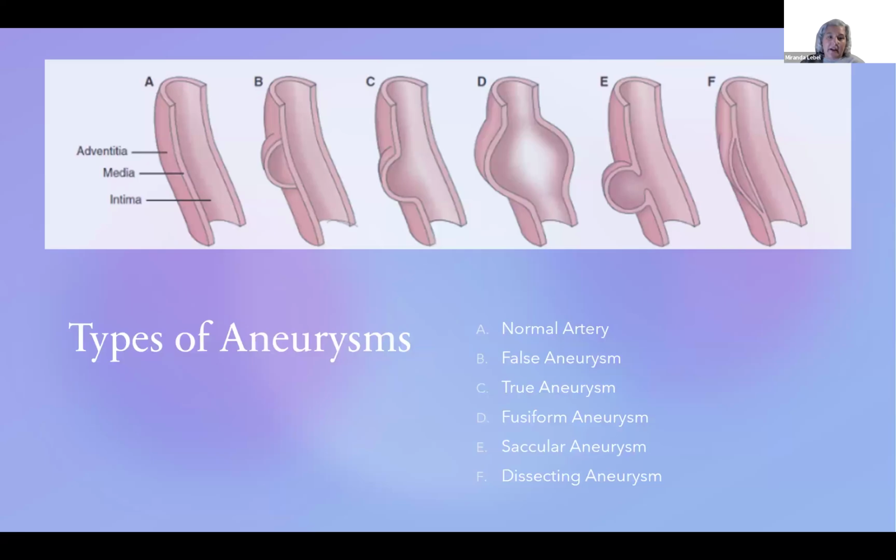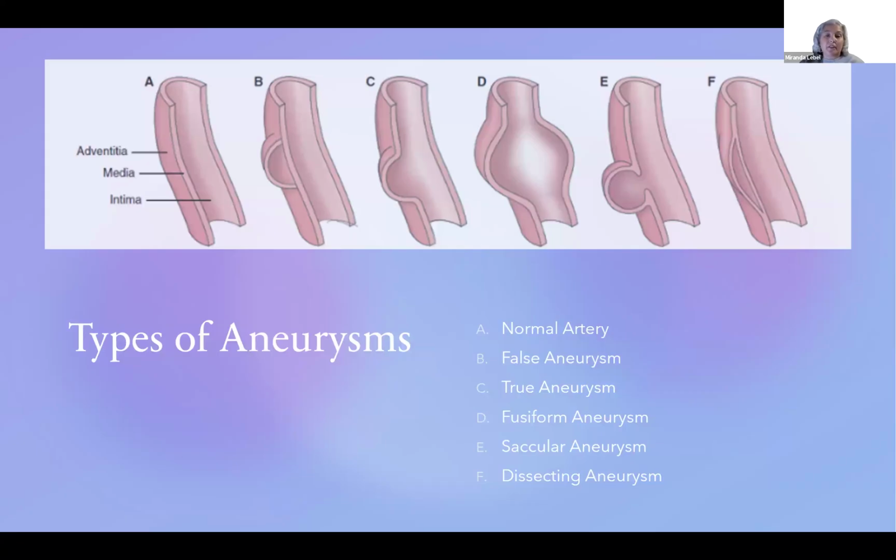So here we have a diagram. A is that normal artery where we have the three layers and it's working just fine. B is a false aneurysm. So it's got a pulsating hematoma, clot, or connective tissue, but it's outside the arterial wall. Okay, so it's not connected to the actual inside of the artery. And then C is that true aneurysm. So you see that pouching there. It may involve one, two, or all three layers of the artery.